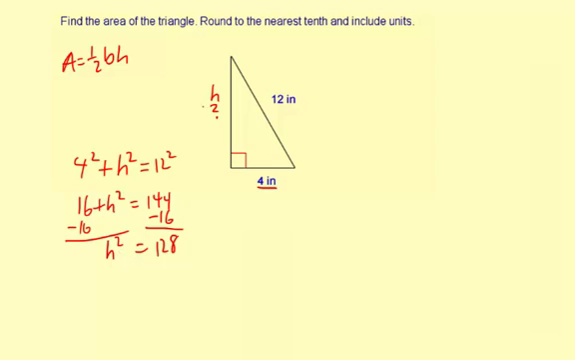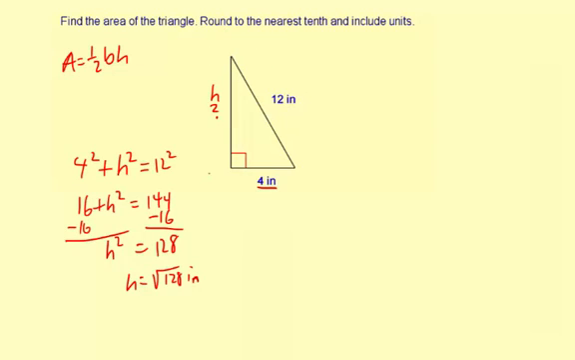Now to figure out what the height is, we're going to do the positive square root. So h is the square root of 128 inches. And let's see, 11 times 11 is 121, so this is just a little more than 11 inches. And that makes sense because the hypotenuse is 12, so you want it to be less than the hypotenuse. And it's clearly greater than this 4 inches here.